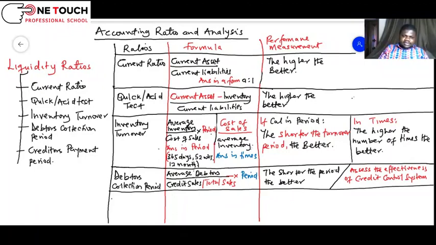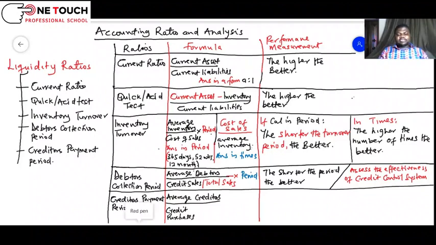The creditors payment period. This one too is the same. We are looking at average creditors over credit purchases. Where you don't have credit purchases, use total purchase.